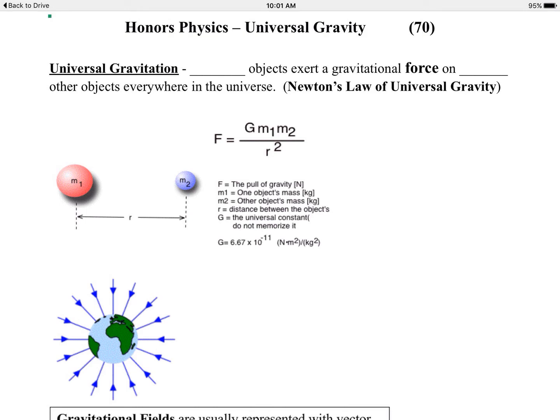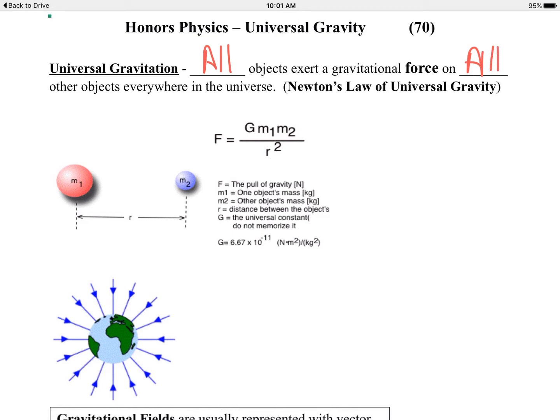Newton's law of universal gravity. And it is exactly what it says it is. It's universal. What that means is all objects exert a gravitational force on all other objects. It says all. Everywhere in the universe.